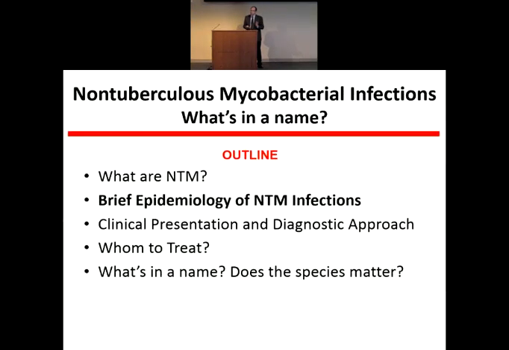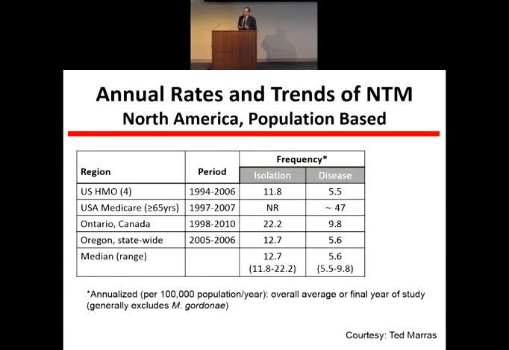So let's set the stage here in terms of what's happening. These data were just put together by a former fellow, Ted Marras, who's at the University of Toronto. And I like these studies for North America because they're population-based studies. For a non-reportable disease like NTM, it's hard to get good data, but from a population-based segment, we can at least get some idea of what's happening. The first study was 4 HMOs in the U.S., for which they were able to use data to come up with rates.